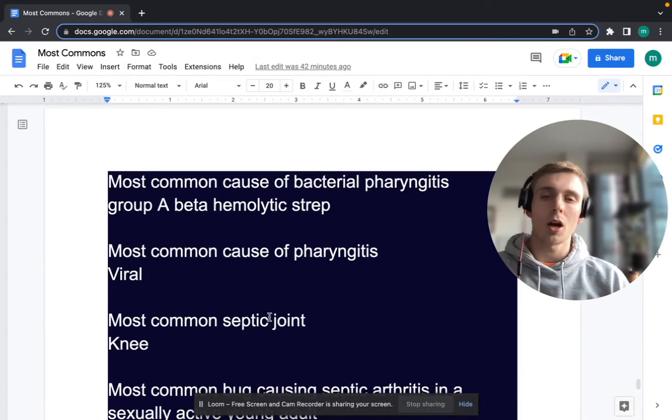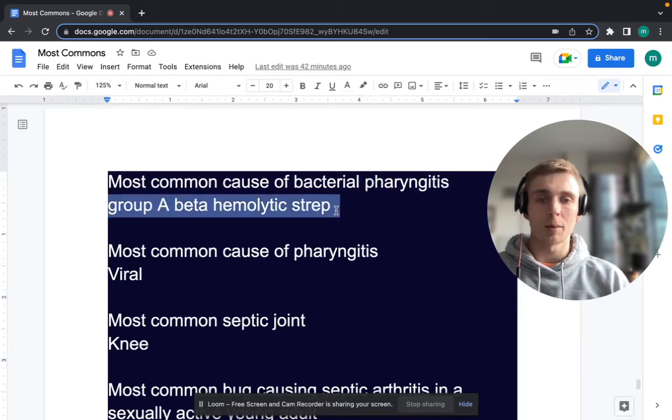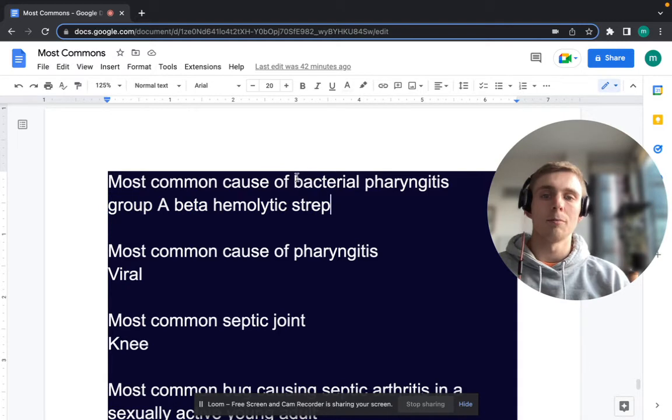How about the most common cause of bacterial pharyngitis? That's easy. Group A beta hemolytic strep. So GABHS, group A beta hemolytic strep, most common cause of bacterial pharyngitis.